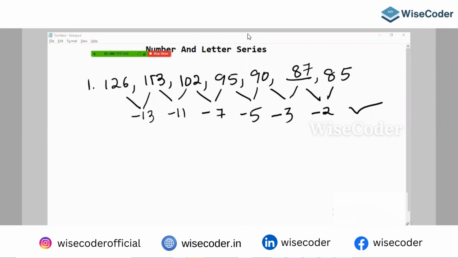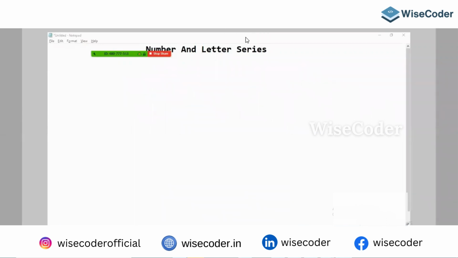Please write down: the differences are consecutive prime numbers in decreasing order. Hence, 87 is the missing number. Okay, let's go to the next question.